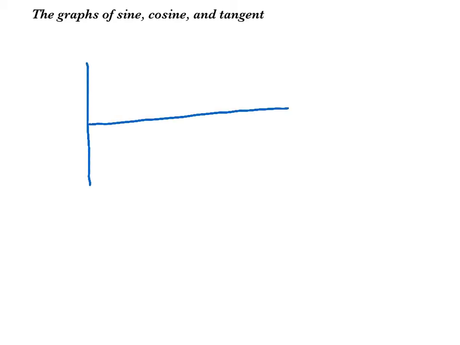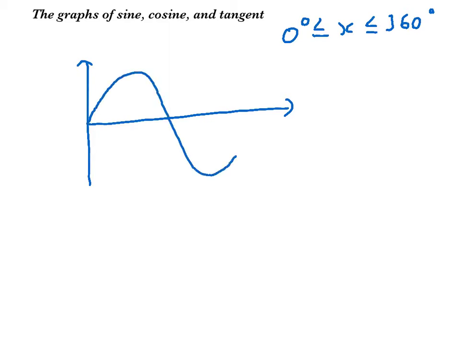So if anyone asks you to draw the sine, cosine or tan graphs, you tell them, I can't do that, because they haven't given you a range or a domain. So I'm going to specify that this can only be drawn between 0 and 360 degrees. So that would look something like this for the sine graph.